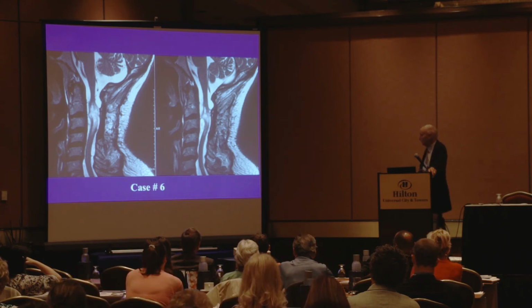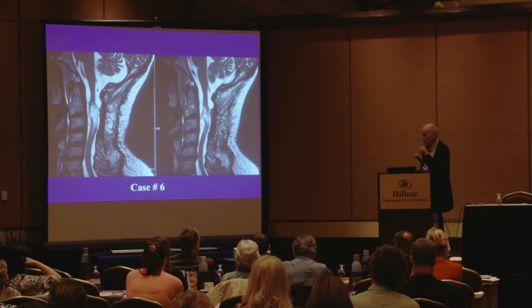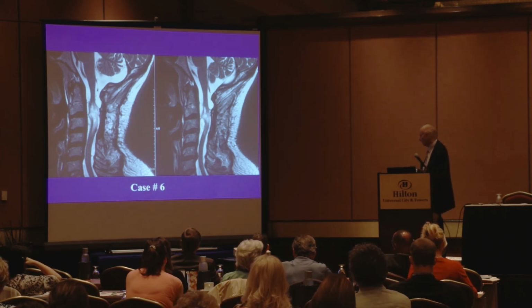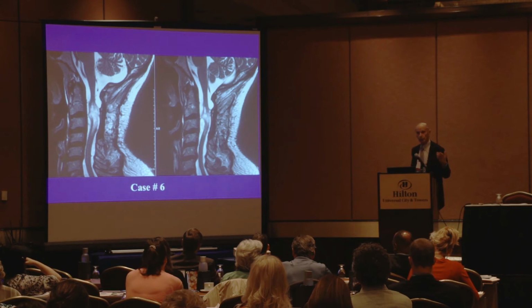And some folks, both from Greece and from India, described shunting fluid from the subarachnoid space rostral to the obstruction, namely up here, into some other compartment like the abdomen.